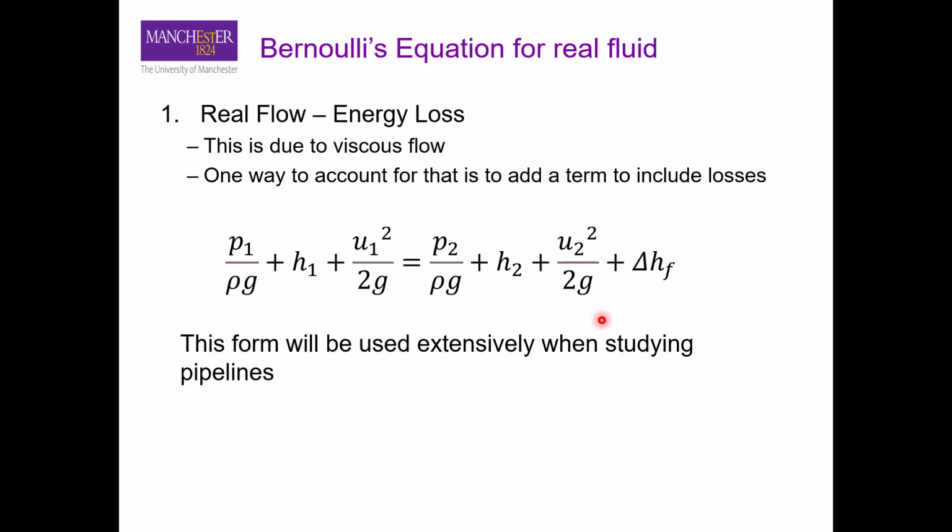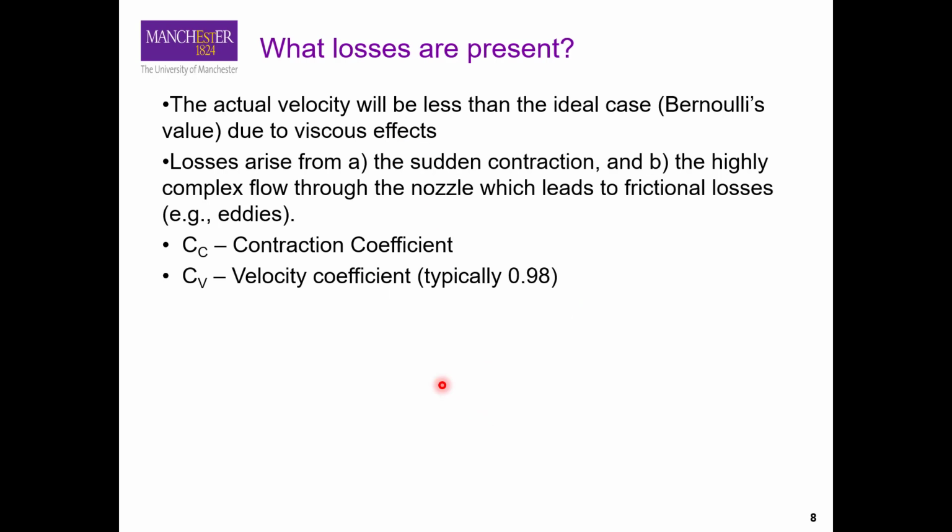Okay, and one way of considering that loss or that friction is to include this delta HF term here. Another way of doing it, and you will look at this delta HF term in much more detail in the next lecture with Dr. Tom, is to account for this energy loss by using what we call a discharge coefficient, where we multiply your actual velocity with some coefficients to consider the effect of viscosity.